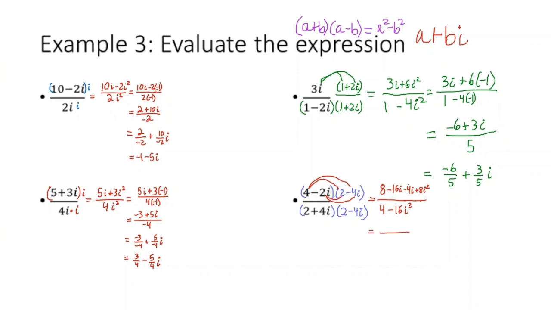Replace the i squareds with negative 1. Then we can simplify. 8 plus 8 times negative 1, well, those are going to cancel because that sums to 0. Negative 16i minus 4i is negative 20i. Denominator, 4 minus 16 times negative 1 is 20. And if we simplify, we get negative i. So here, 4 minus 2i over 2 plus 4i is equal to the pure imaginary number, negative i.